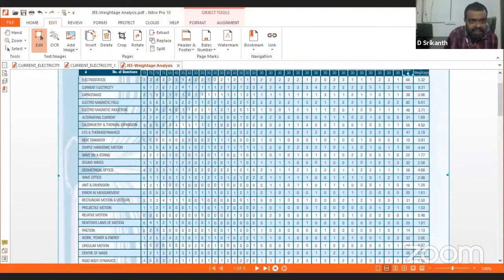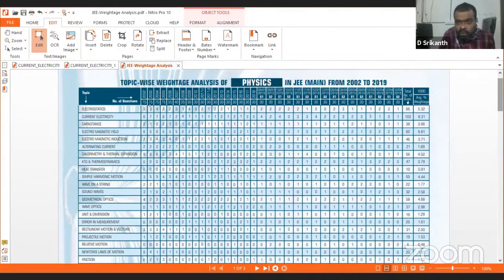Before going to the in-depth analysis, let me show you a photo. You can see here, it is electrostatics, from 2002 to 2019. How many total questions are there? 66. Average weightage is 5%. And then current electricity.